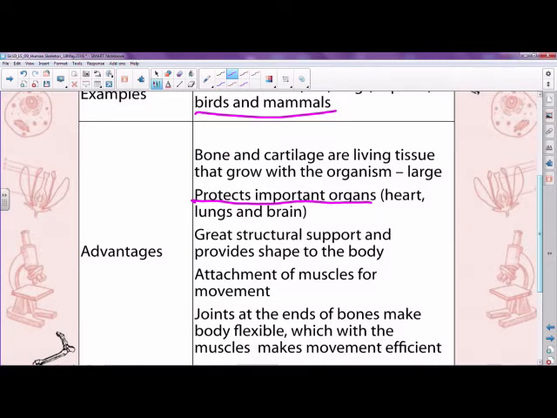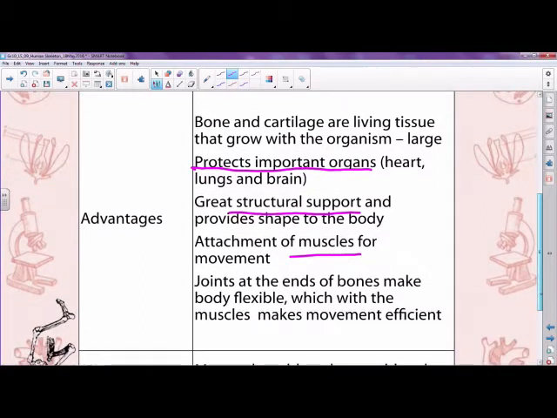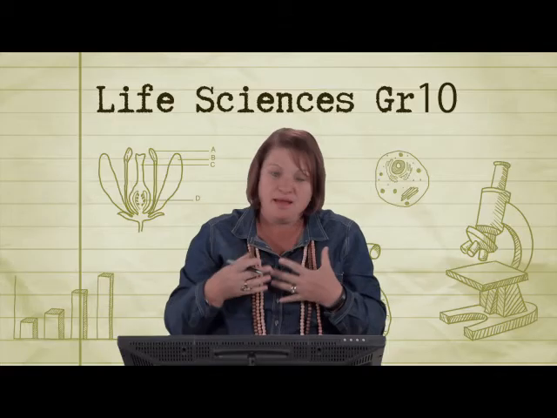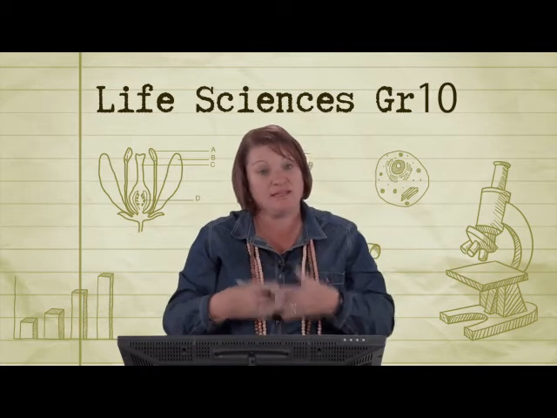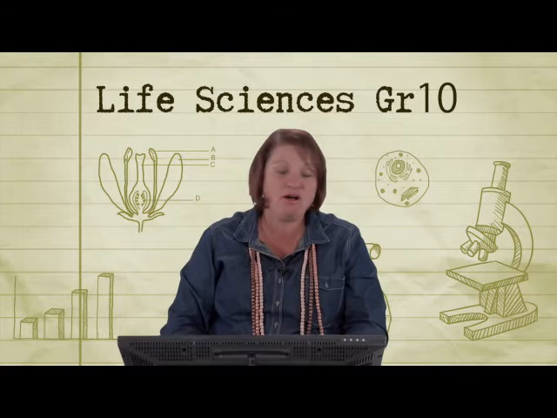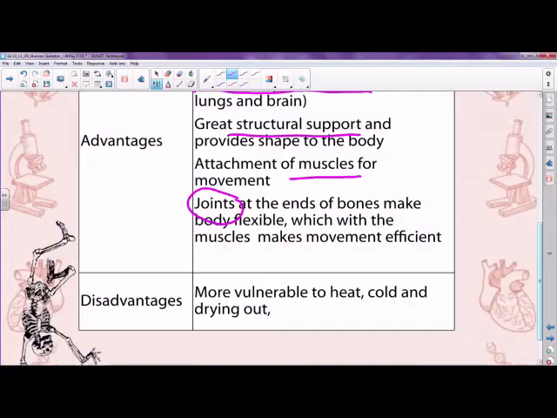We're also going to see that it provides support. It keeps us upright. We need to move, so we need to have muscles attached to our skeleton. And what we're going to look at next week is joints, how our body is able to move far more freely, and how we arrange the different tissues in our skeletal system. Now, obviously, a disadvantage is that we're more vulnerable to heat and cold, because we're almost exposed.